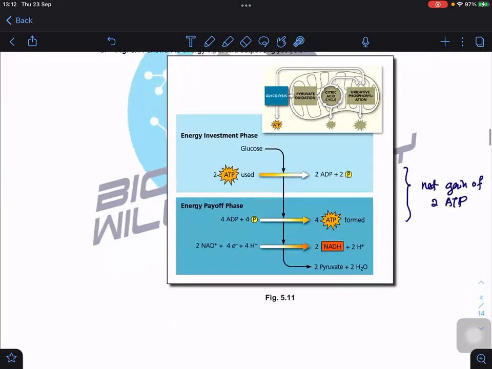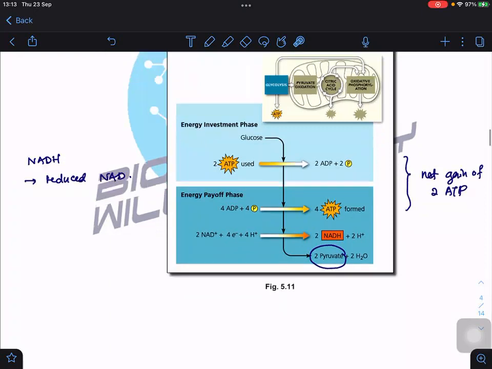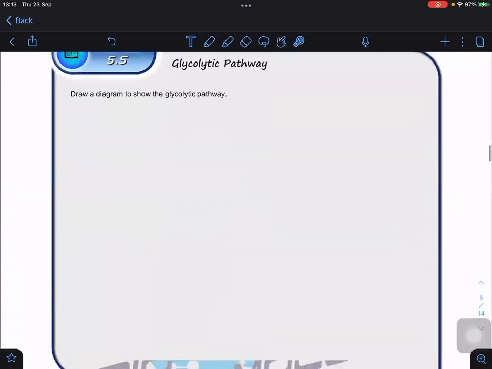At the end of the process, you also get another product called reduced NAD. In this diagram it is NADH, but in our syllabus we call it reduced NAD. I will tell you more later what reduced NAD means. And at the end of the process, we also get 2 pyruvate. So we have 3 kinds of products: a net gain of 2 ATP, 2 reduced NAD, and 2 pyruvate when we oxidize 1 glucose molecule.